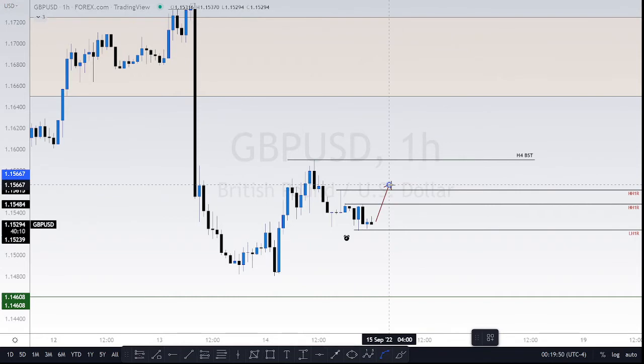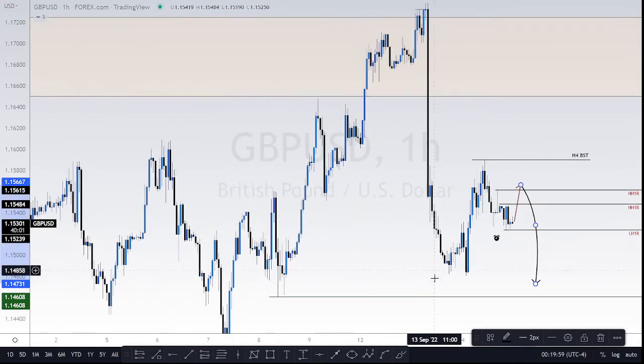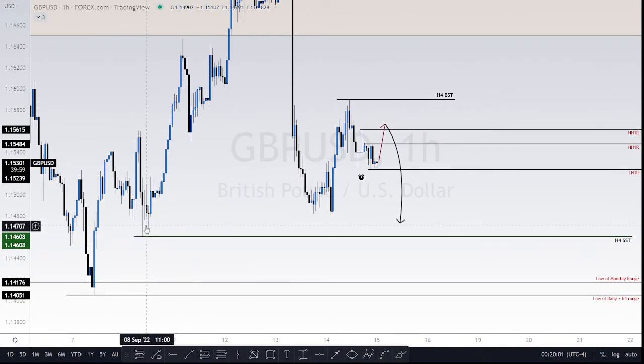After that, I'll then be looking for a confirmation to go short on the 1 minute time frame. Once I do see the entry confirmation, I will be going short somewhere in this area, with of course the first target being the 4 hour sell side target, and the second target being the external target at the low of the daily range.